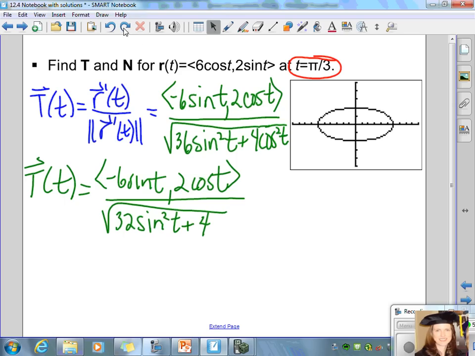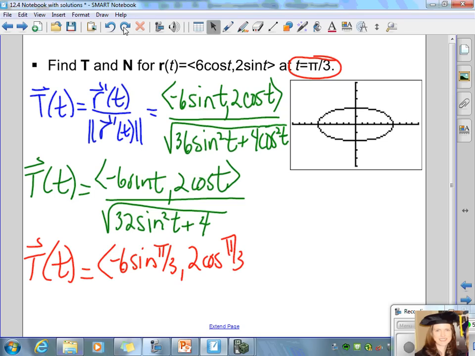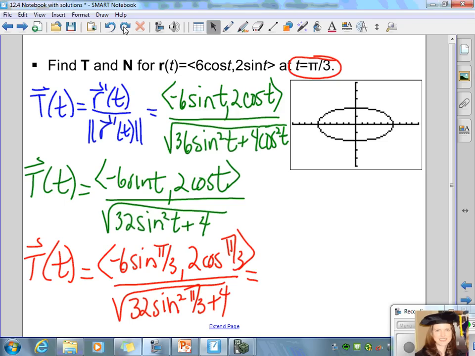Now we want to find the unit tangent vector at the given time t equals pi over 3. So we plug in pi over 3 into the numerator and the denominator. And then when we simplify, the sine of pi over 3 is the square root of 3 over 2 times the negative 6. That gives us a negative 3 square root of 3. And the cosine of pi over 3 is a half. So 2 times a half is 1. So our numerator is negative 3 square root of 3, comma 1.